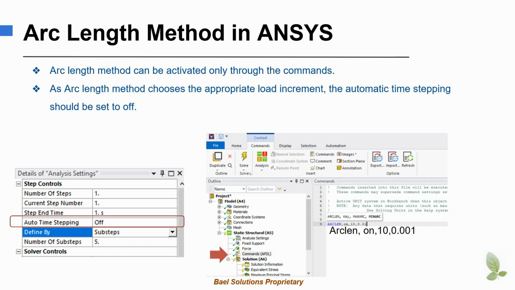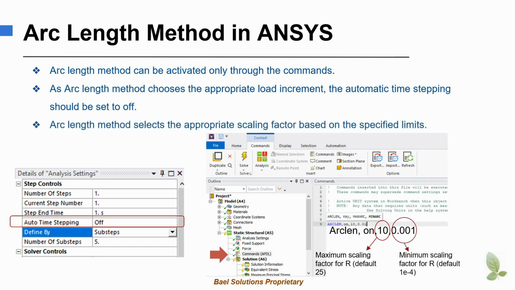/solu arclen, on, 10, 0.001, where the first number 10 is the maximum permissible scaling factor for the arc length, and the second number, 0.001, is the smallest permissible scaling factor for the arc length. ANSYS selects the appropriate scaling factor between the specified limits to scale the arc length and solve the model.